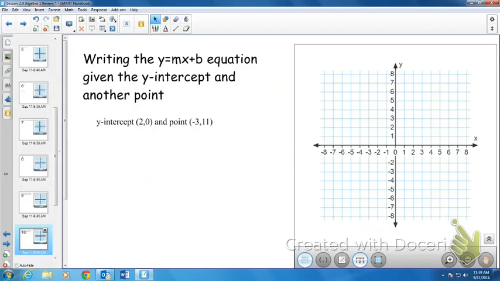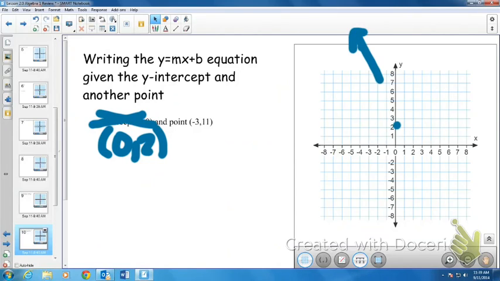Let's see if we can do this now. So I've got the y-intercept of 2, that's an x-intercept. Let's do this. Let's say we have the y-intercept of 0, 2. So over 0 and up 2. And then I've got the point negative 3, up to 11. So there's 8. I could kind of estimate 9, 10, 11. And then I could figure out, if I had a ruler, the equation or the graph of the line that goes through those 2 points.